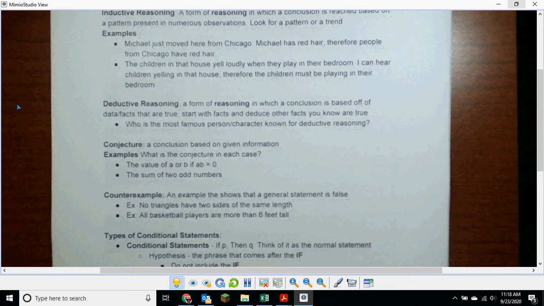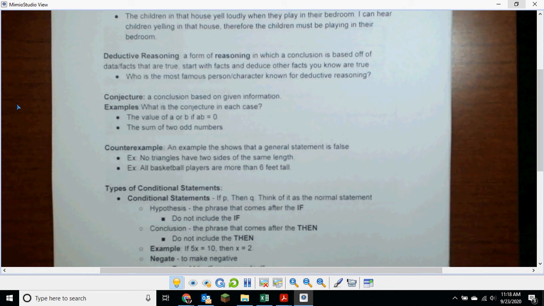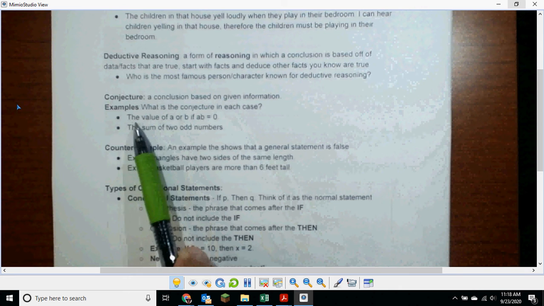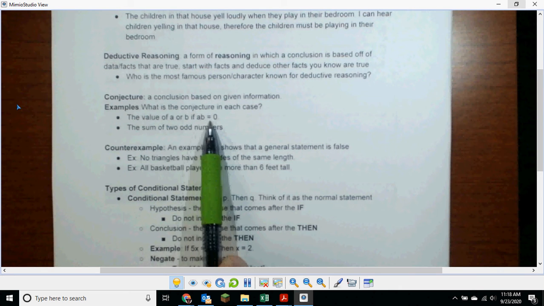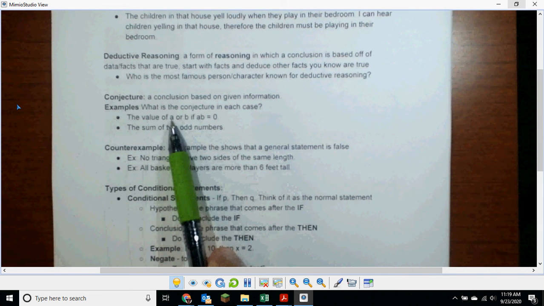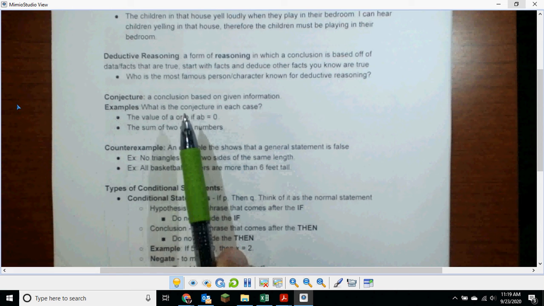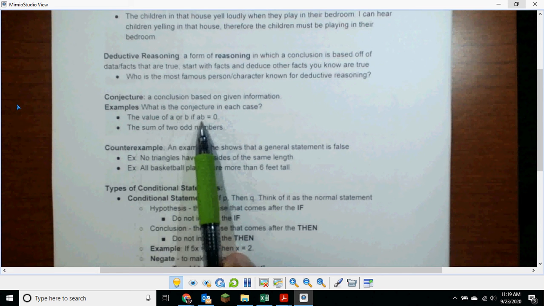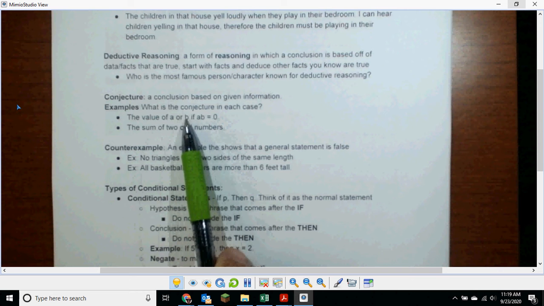So on we go. We know that a conjecture, we talked about it before, it's an educated guess, a conclusion based on the information. So the conjecture in each case, if I tell you that A times B equals 0, then what you know to be true based on mathematical facts is that either A or B must be equal to 0. Because the only way you can multiply two numbers together and have their product be 0 is that if one of the two numbers is 0.